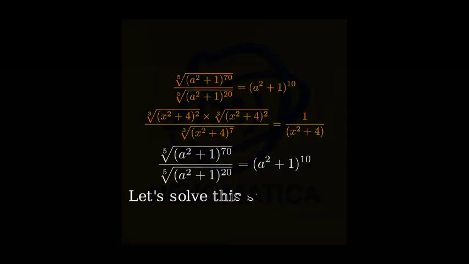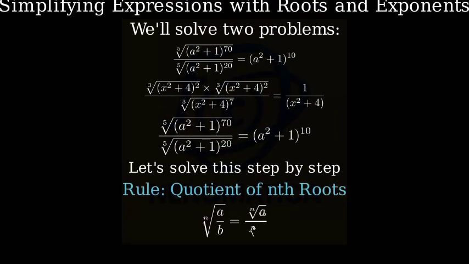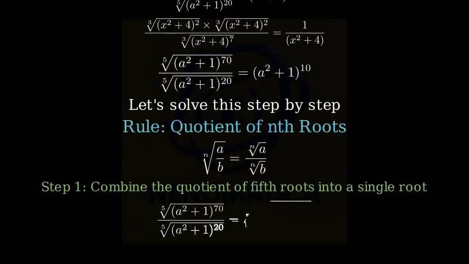We need to prove that the quotient of the fifth root of (a squared plus 1) to the power of 70 divided by the fifth root of (a squared plus 1) to the power of 20 equals (a squared plus 1) to the power of 10. Our first step is to use the quotient property of roots. This rule states that the quotient of nth roots equals the nth root of the quotient. So we can rewrite our expression as a single fifth root of the quotient of the expressions inside the roots.